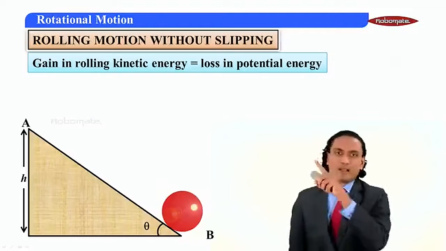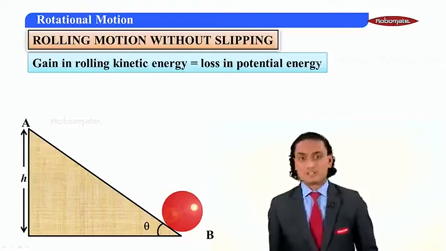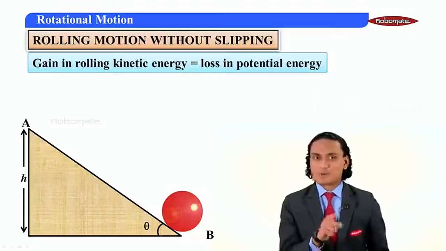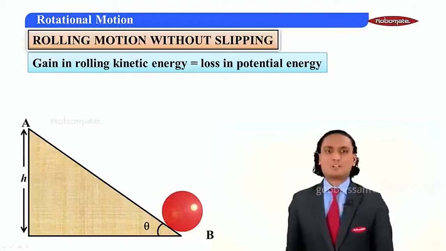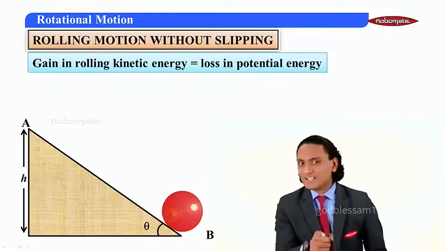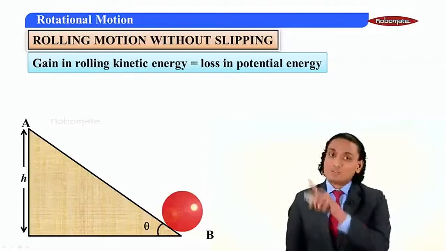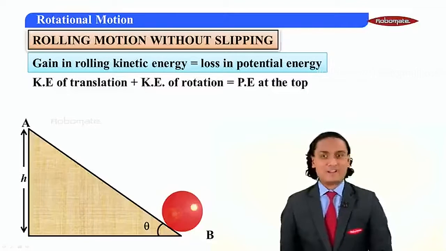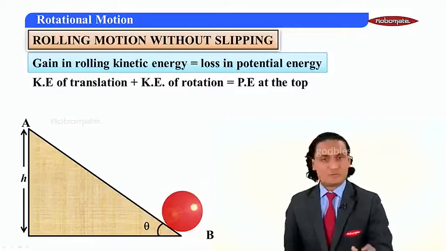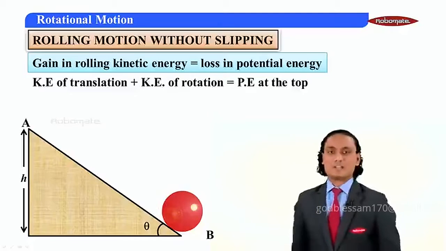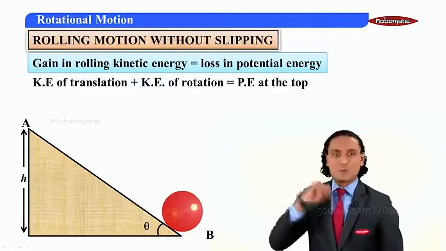So gain in rolling kinetic energy is loss in potential energy. How? As per the law of conservation of energy. We all know what rolling motion is. Rolling motion is a combination of translational and rotational motion. So rolling kinetic energy will be kinetic energy of translation plus kinetic energy of rotation, which is equal to the potential energy when the sphere was at the top of the inclined plane.